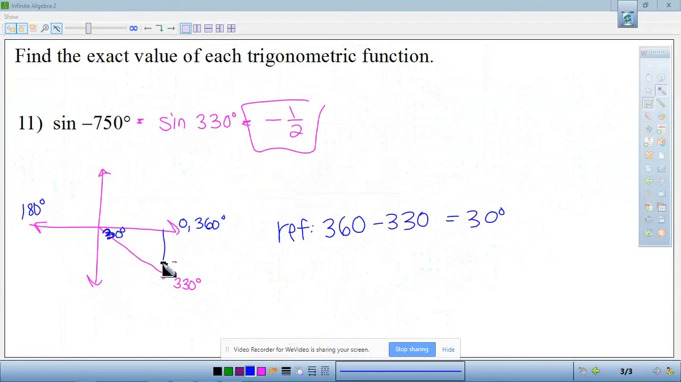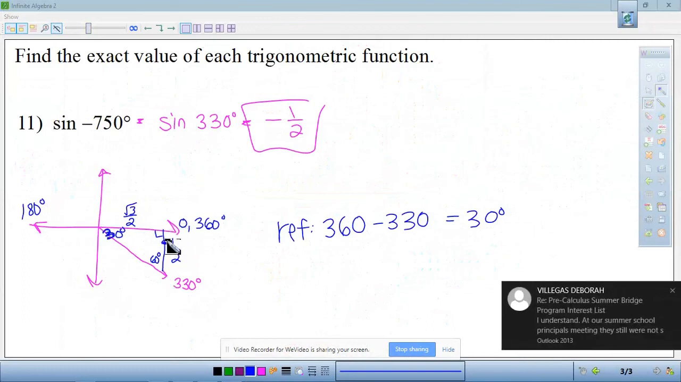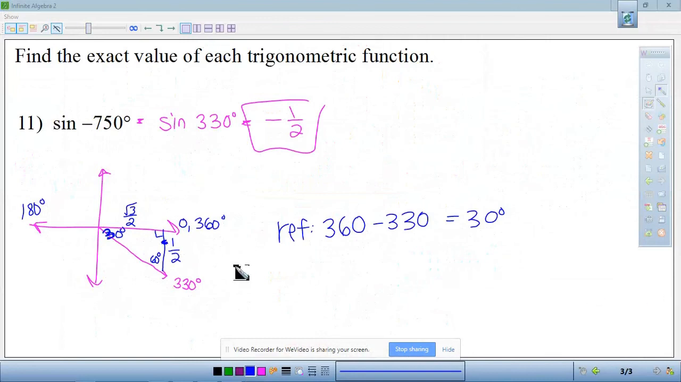And so that means I have a 30, 60, 90 triangle. So in a 30, 60, 90, the long side on the x-axis, the side adjacent to 30 is always root 3 over 2. The side opposite 30 is always 1/2. But now let's figure out positive and negative. I'm to the right, so the x-axis is positive, but I'm down, so this y value should be negative. So I'm going to get negative 1/2 because sine is opposite 30, so negative 1/2.